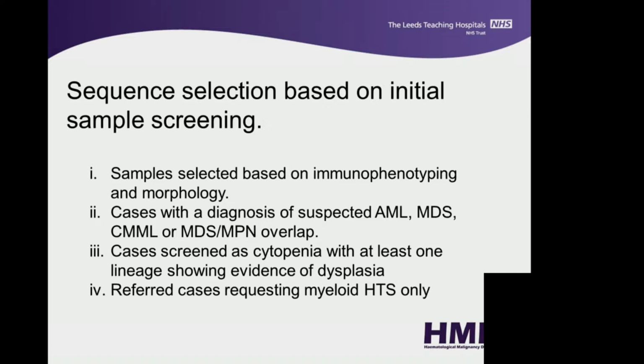For the first 3 years, we also sequenced cases with uni- or multilineage dysplasia presenting as a cytopenia. Again, we've got lots and lots of data on these patients, but we've probably currently stopped doing those because of the issues of CHIP, and that actually finding individual isolated mutations probably can't really help you in the diagnosis or confirm a diagnosis of a primary myeloid disorder. We're getting increasing numbers of referred cases which just come through the post asking for myeloid high-throughput sequencing. Probably about 20% of all the cases we currently do are of this form. So it's patients from all over the country asking for our myeloid panel.